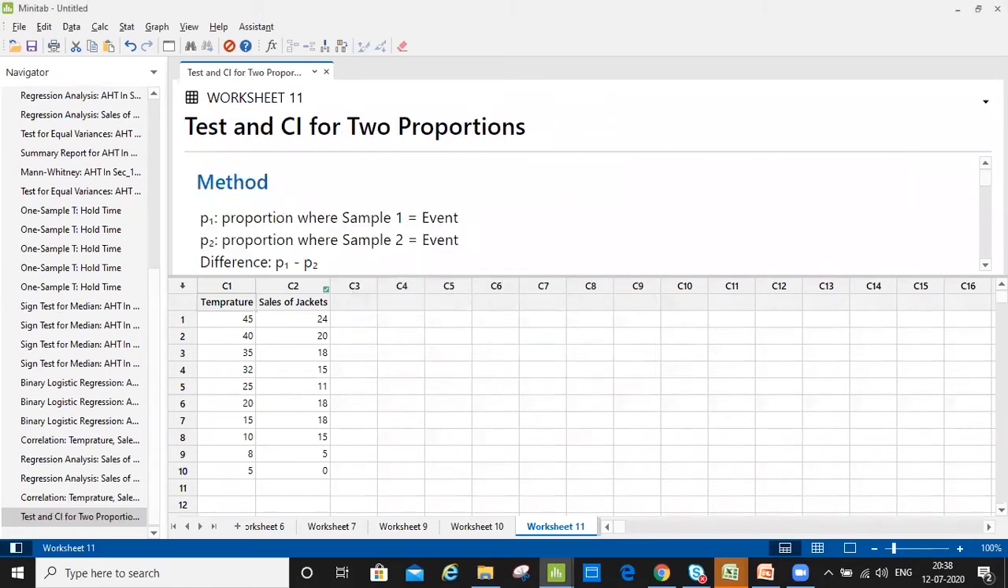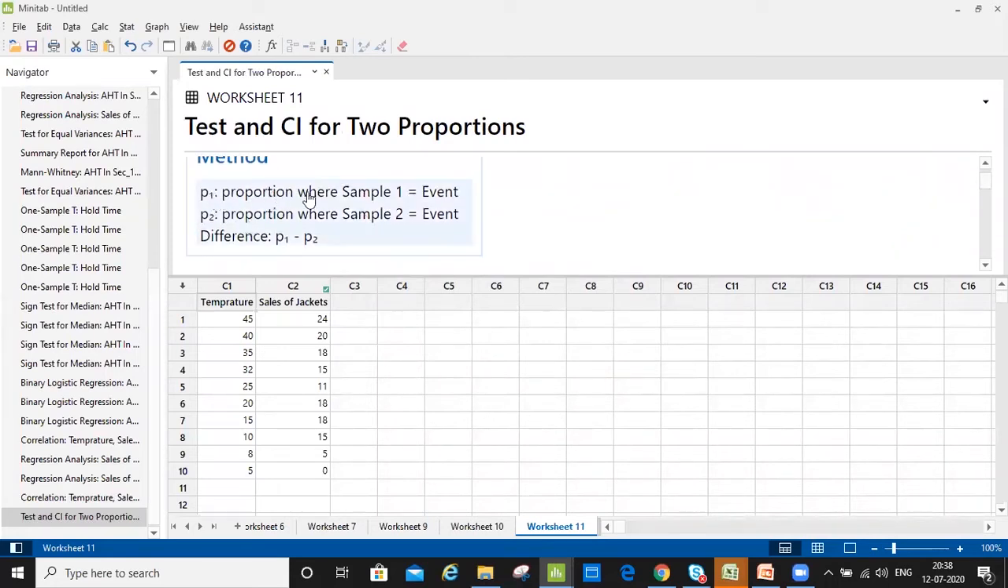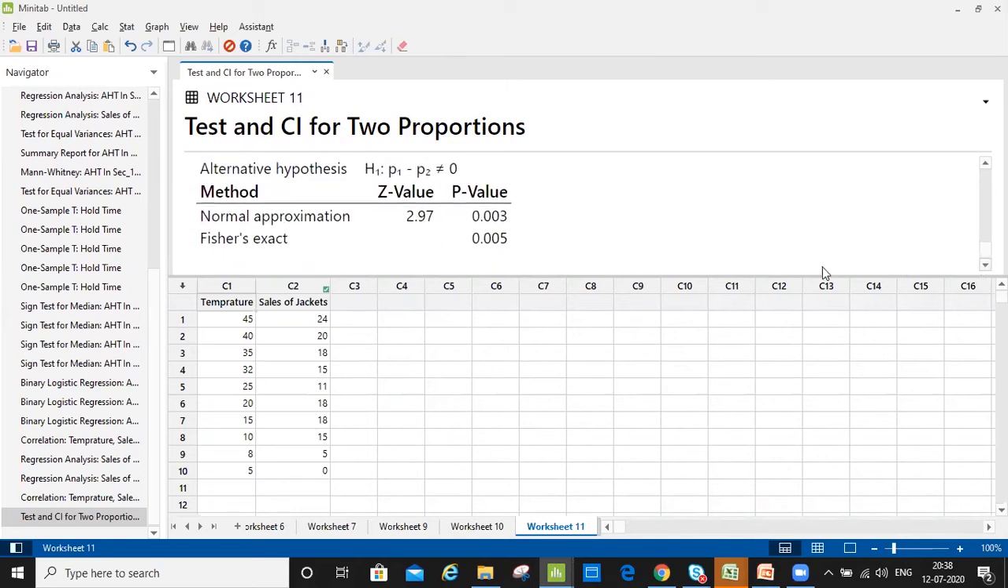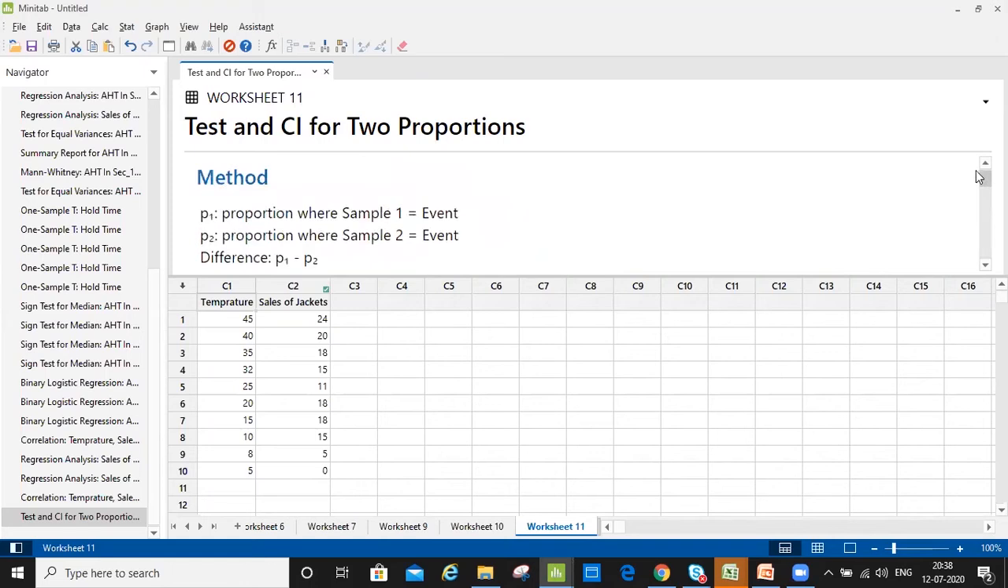That is also something which I can check, and that is to be checked with the help of null hypothesis or alternate hypothesis. It says P1 proportion where sample 1 is event, P2 proportion where sample 2 is event. Difference of P1 and P2, which is proportion 1 and proportion 2. Here you look at either one of these P values. It says 0.003, which means that there is a significant improvement observed between pre and post. So that's what we can do with the help of two proportion test.